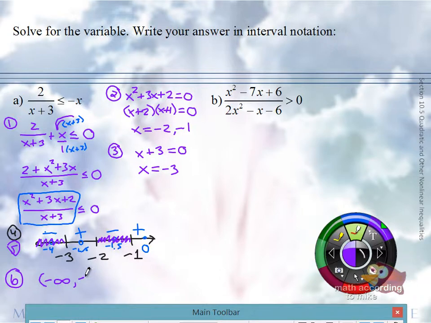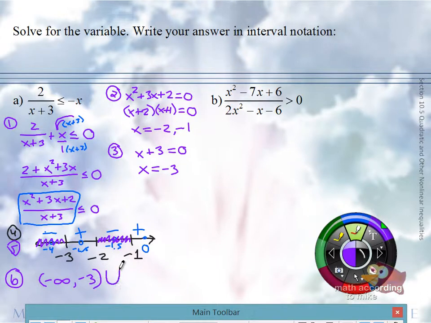Negative 3. Now we ask ourselves, do I include the negative 3? Why or why not? Do we vote for yes or do we vote for no? Where did negative 3 come from, the numerator or the denominator? Denominator. Negative 3 makes the denominator 0. Do we want to make the denominator 0? No. So just because there's an equal sign doesn't mean you say include. You have to worry about where it came from. Because it came from the denominator, we don't include it. Parentheses.